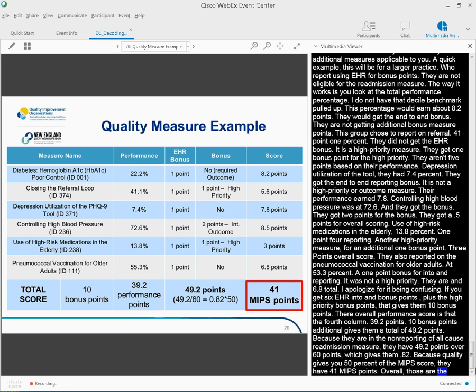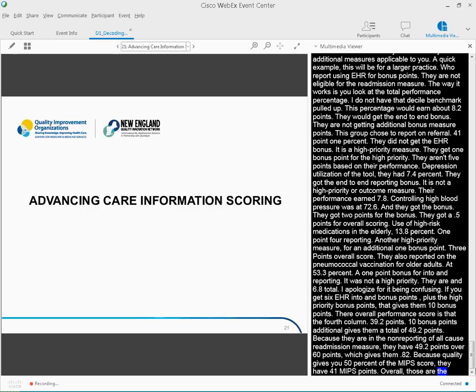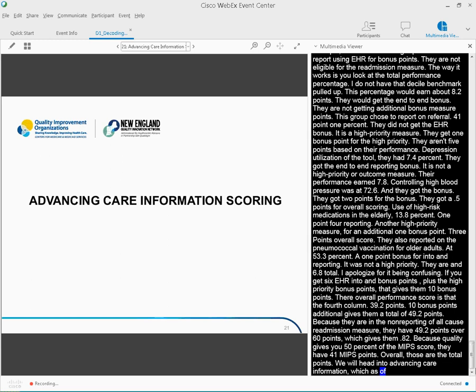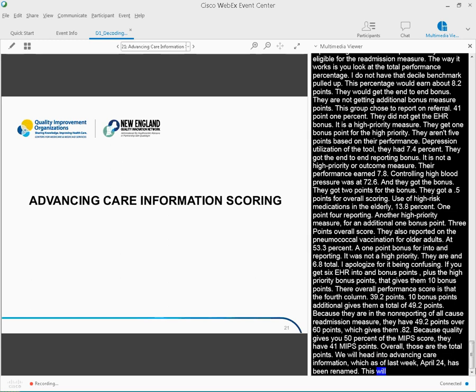And there's their total net score. So I'm going to head into advancing care information now, which as of last week, April 24th, has been renamed. This category will now be called Promoting Interoperability.